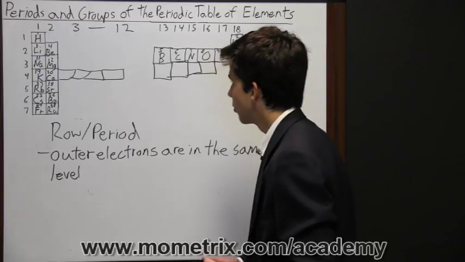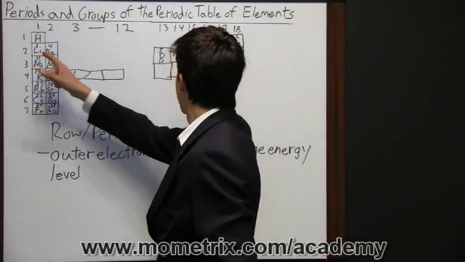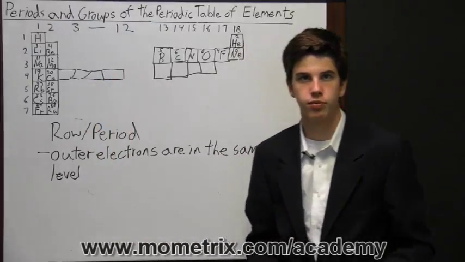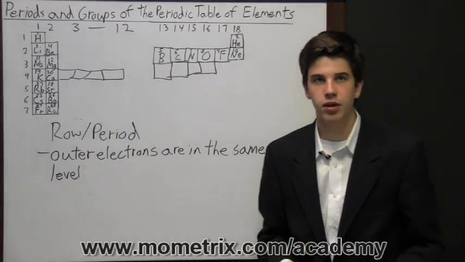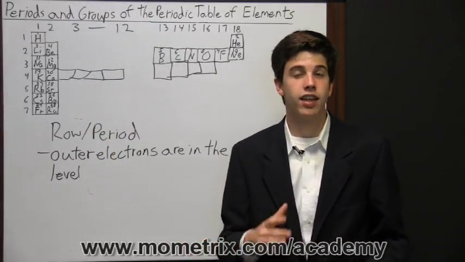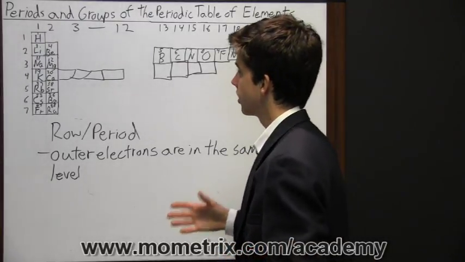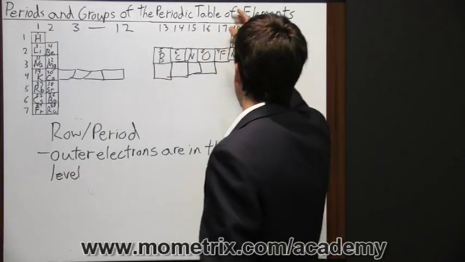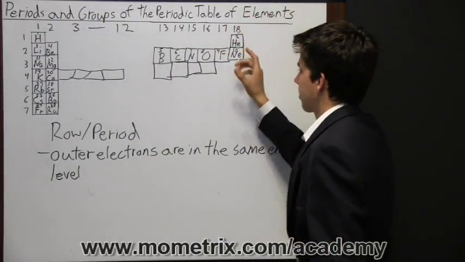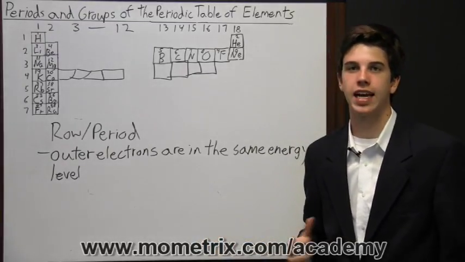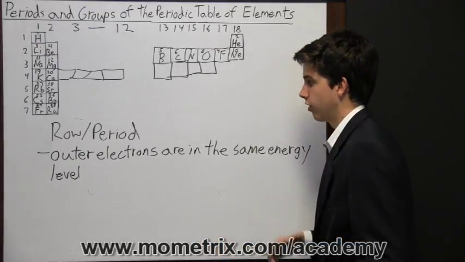So if we look at row number 2, we have lithium through neon all in the same row. As the atomic number of these elements increases, the electrons in the second energy level are being filled. Just notice here, the atomic number is 3 until we get down to neon, where the atomic number is 10. So as that number increases, the electrons in the second energy level are being filled.